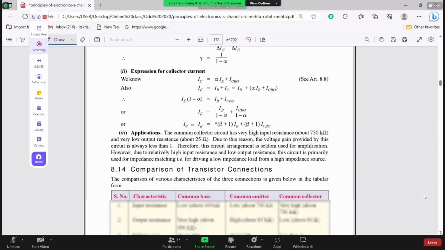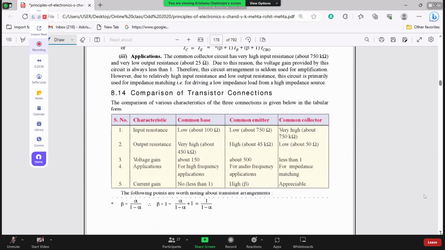And obviously in amplifier. If we just go through a comparison between the common base, common emitter, and common collector, this one we will do, including the diagrams of how we do that. Input resistance in common base is low, in common emitter is low, but in common collector is high. Low in what sense? It is less than 1 kilo ohm, very low, 100 ohm. It is much higher in common collector, 750 kilo ohm.